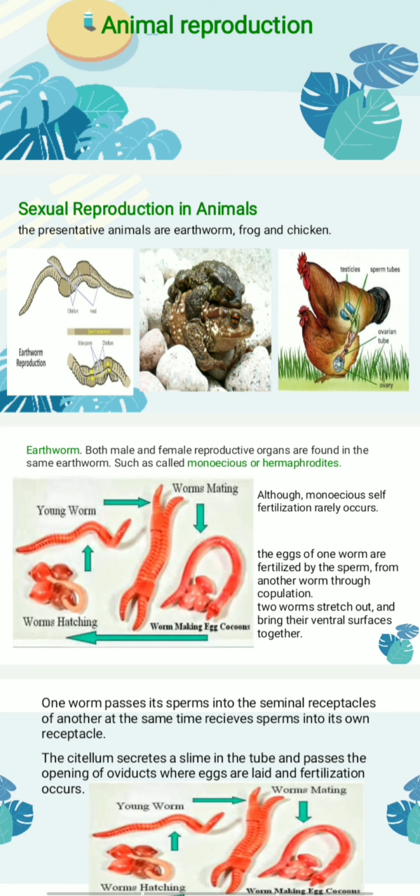So, minsan lang ito nangyayari. The eggs of one worm are fertilized by the sperm from another worm through copulation. Two worms stretch out and bring their ventral surfaces together. One worm passes its sperm into the seminal receptacles of another, at the same time receiving sperm into its own receptacle. The clitellum secretes a slime tube and passes the opening of the oviducts, where eggs are laid and fertilization occurs.